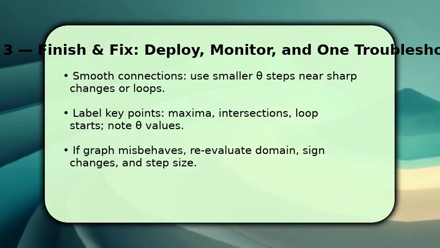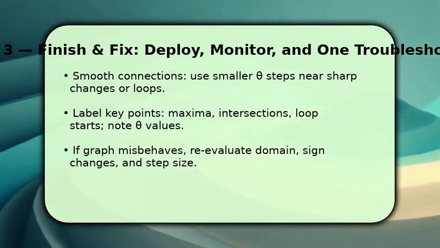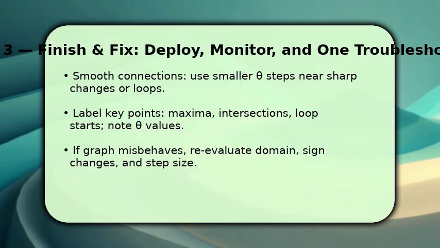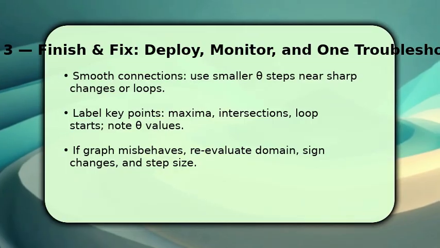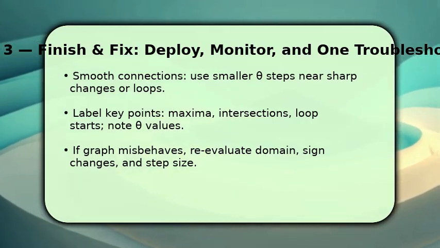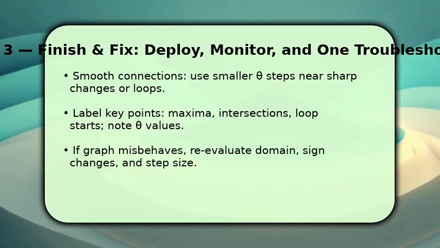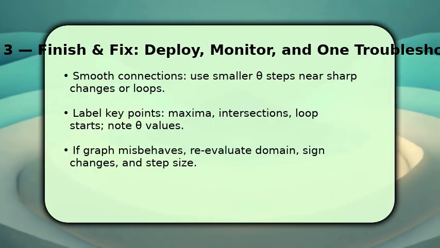Label critical points, highest radius, intersections, and loop starts, and note their theta values for clarity. If the graph looks wrong, check for sign changes in r, restrict the theta domain, and reduce step size. Often the issue is skipped angles or a missed negative r rule. So correct plotting of negative r, flip 180 degrees, fixes most errors.